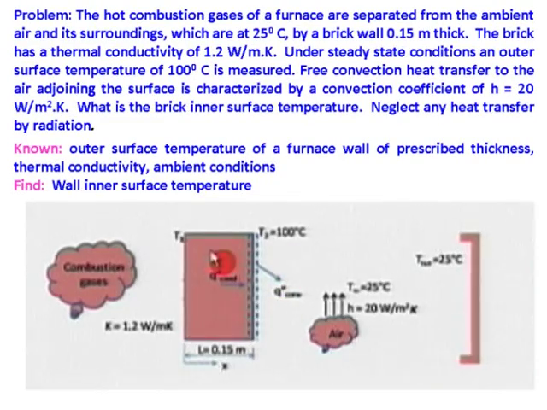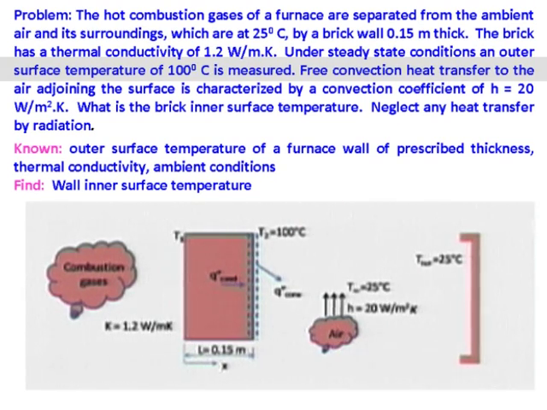0.15 meter means 15 centimeters, that is half a scale, 15 centimeters, half a scale it is. And we have an ambient which is sitting at 25 degree Celsius, that is what we understood. And the brick has a thermal conductivity of 1.2 watt per meter Kelvin. The brick material, which is usually an insulating material, is having thermal conductivity of 1.2 watt per meter Kelvin under steady conditions. You see here the word is steady state conditions, that means the temperatures are not going to change.